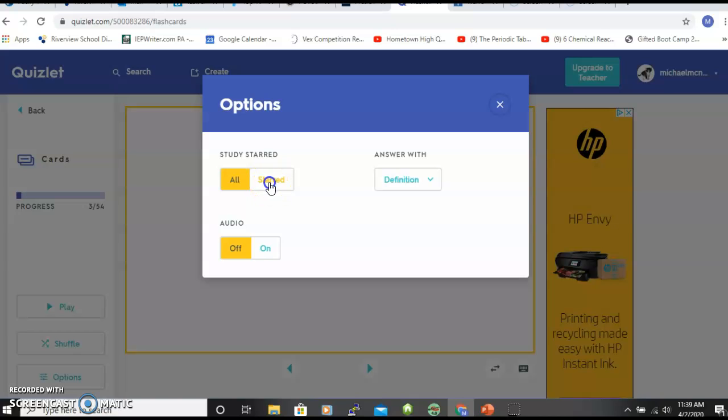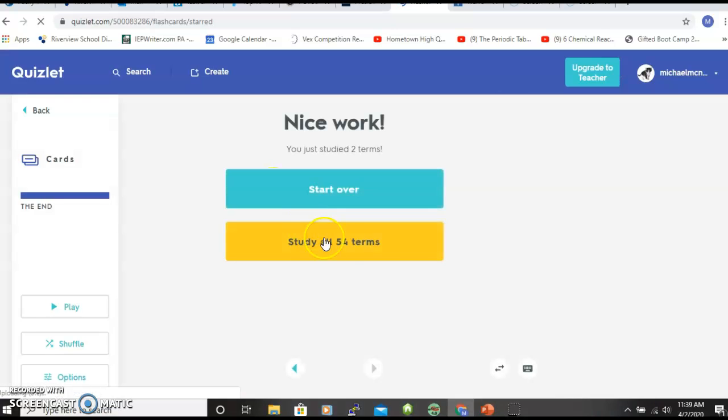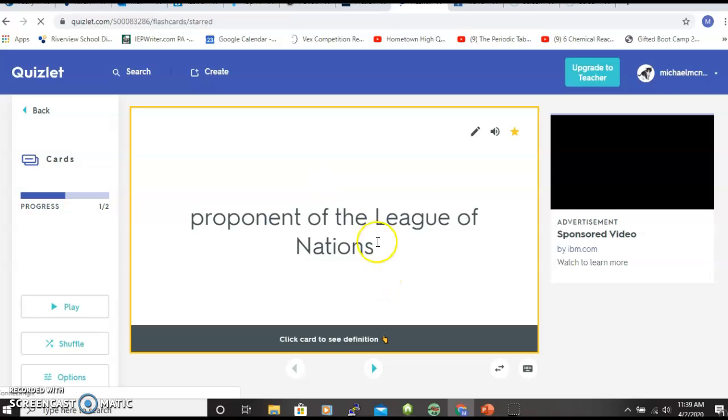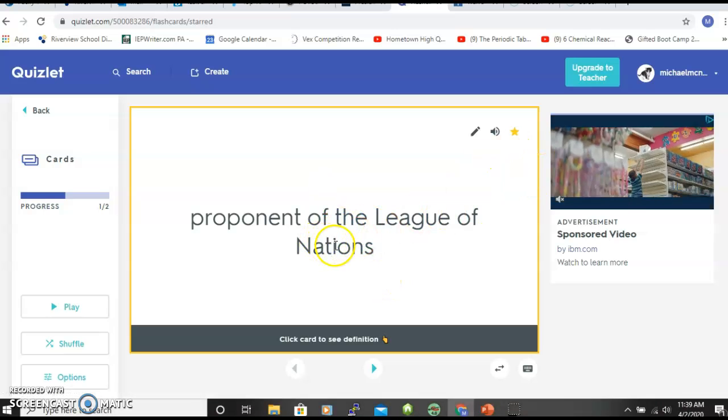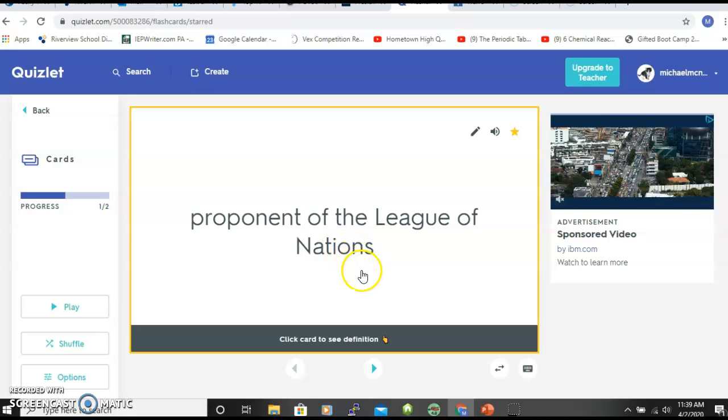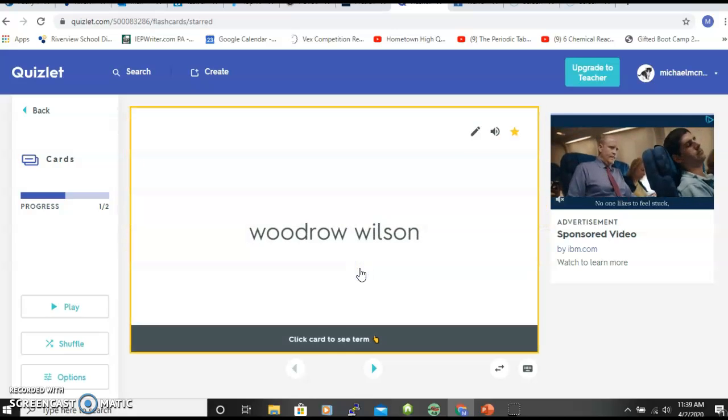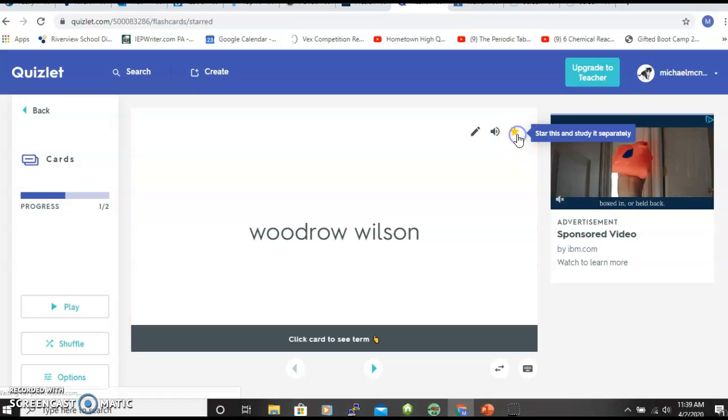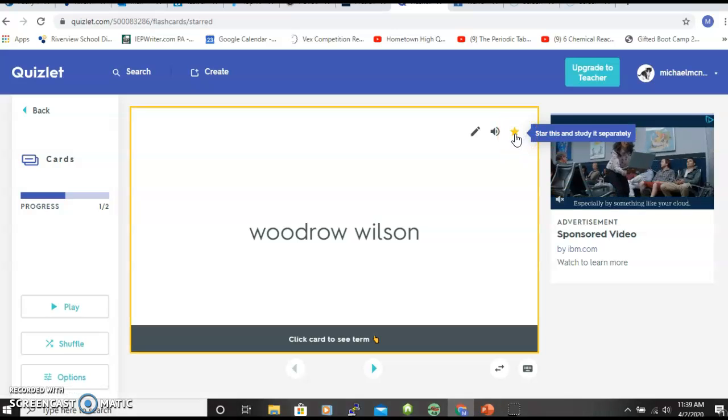Quizlet makes this really easy by choosing starred, and I'm only going to study the ones that I starred. In this case, only 2 items. Proponent of the League of Nations. Oh, now I remember. Woodrow Wilson. If I knew it, I unstar it by clicking up here.